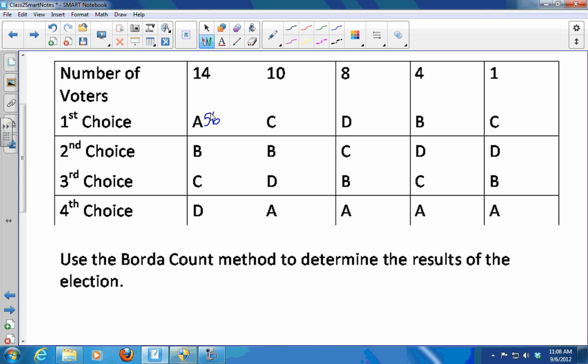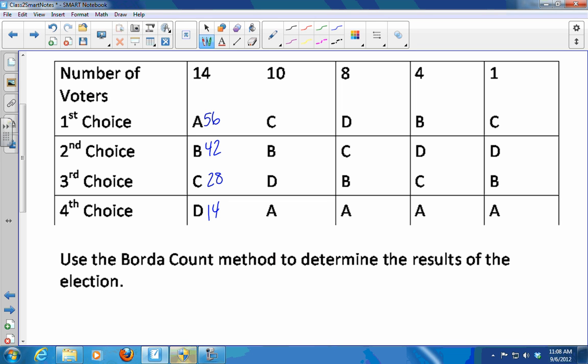It's 56 points. Now these 14 people all had B in second place. And how many points do you get for second place in this election? 3. So there are 14 ballots that have B in second place. Each ballot gives B 3 points. So 14 times 3 is 42. And then 2 points for third place, 28, and 1 point for last place. So D gets 14 points for those 14 ballots. So then we do that for each pile of ballots.